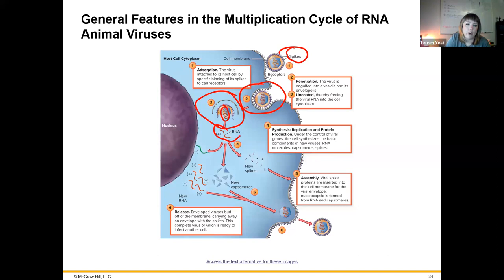So next step is going to be synthesis. So we start making our proteins. So that means capsomeres, right? So we can make a capsid and spikes and things like that. So here's our spikes. Here's our capsomeres. We also want to make copies of our genome. So here's our genome. So we've made our negative sense from our positive sense, and then our positive copies from all of that. And cool.